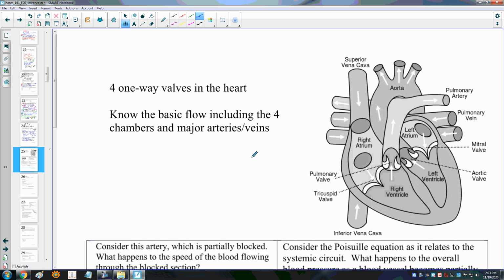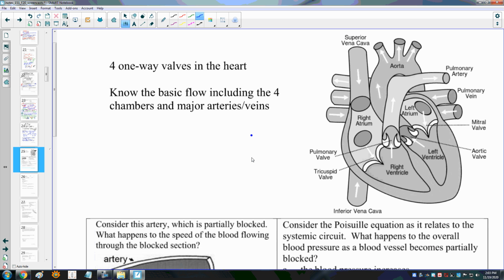There are also four one-way valves in the heart. That's the pulmonary valve, the tricuspid valve, the aortic valve, and the mitral valve. And you can see where they are in the flow of the blood in this diagram. I want you to know the basic flow that includes the four chambers and the major arteries or veins and these four one-way valves.